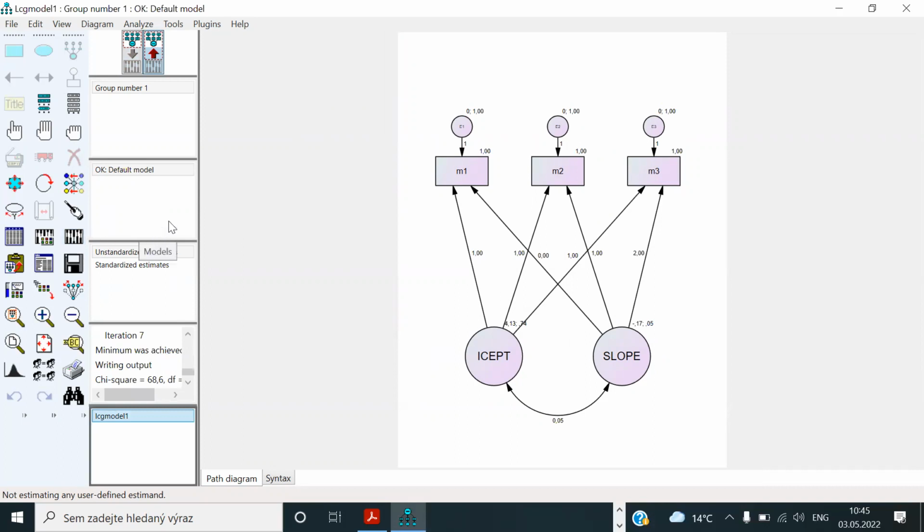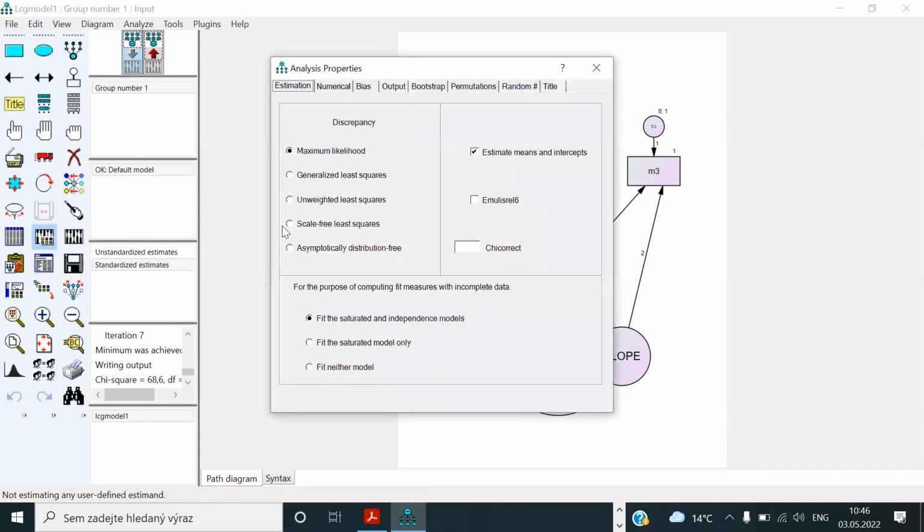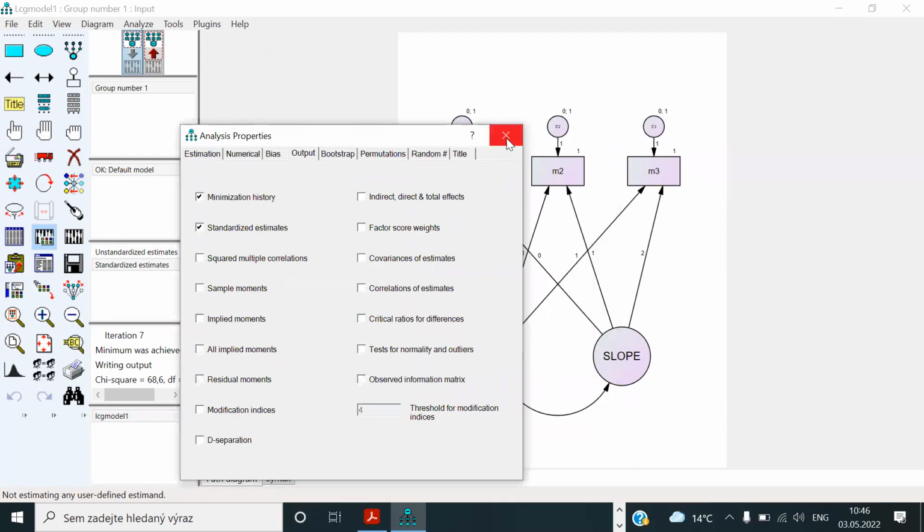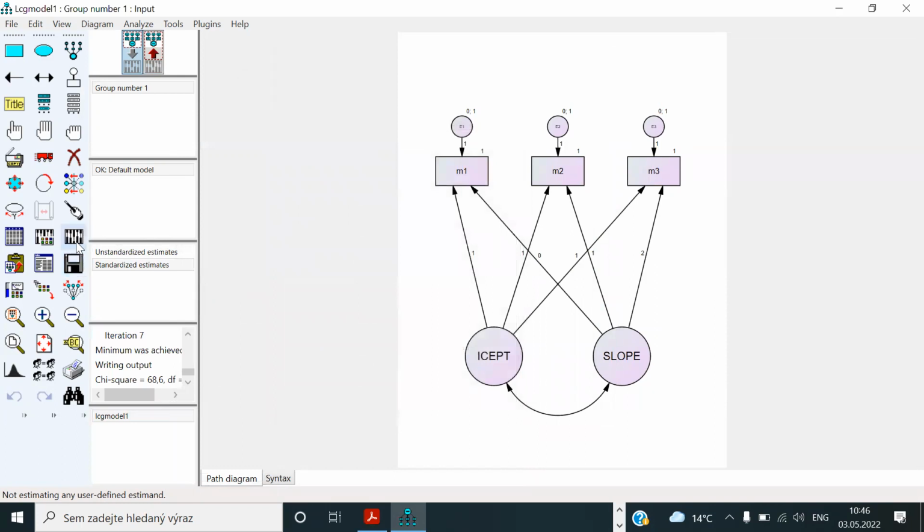And if everything is correct, this red arrow, which is going up, is active. If you click on this red arrow, you can directly read the results. And you can switch between standardized and unstandardized results. Maybe we didn't define standardized results, so I will change it. Here in analysis properties, I will ask for output and standardized estimates. So here it is. Sorry for that. I will save it once again, and I will run it once again.